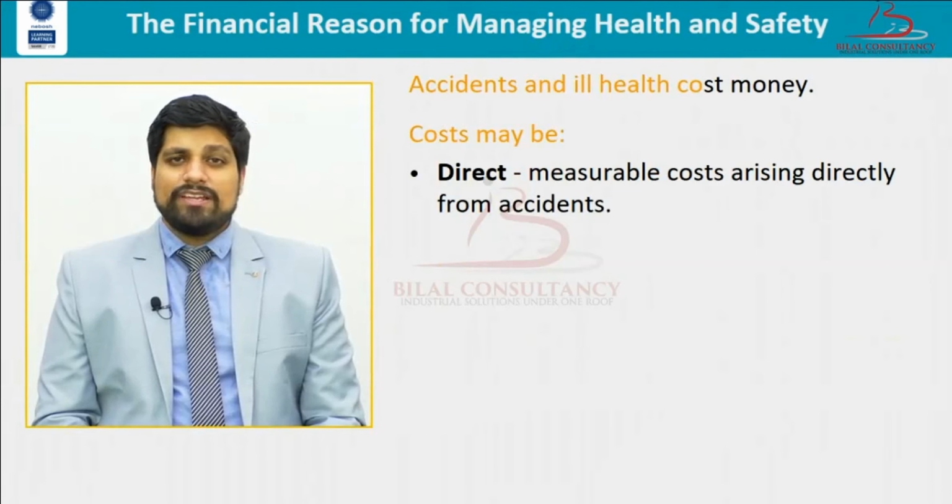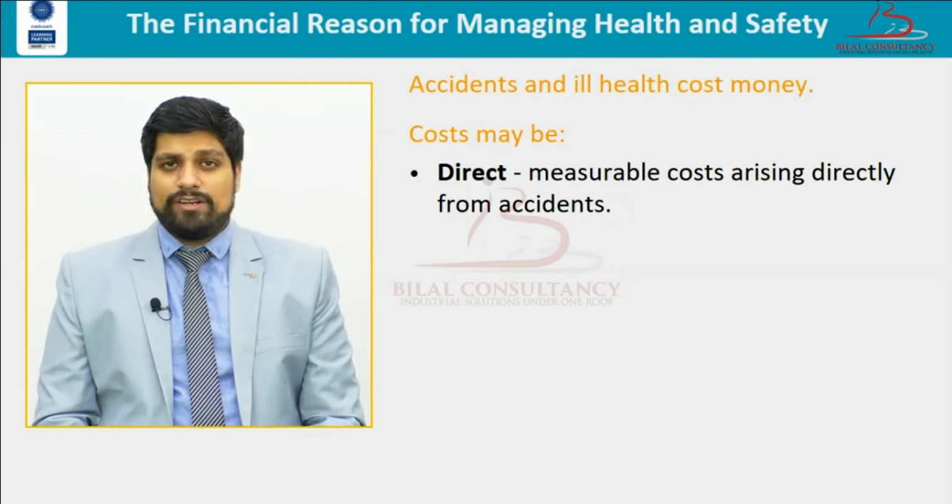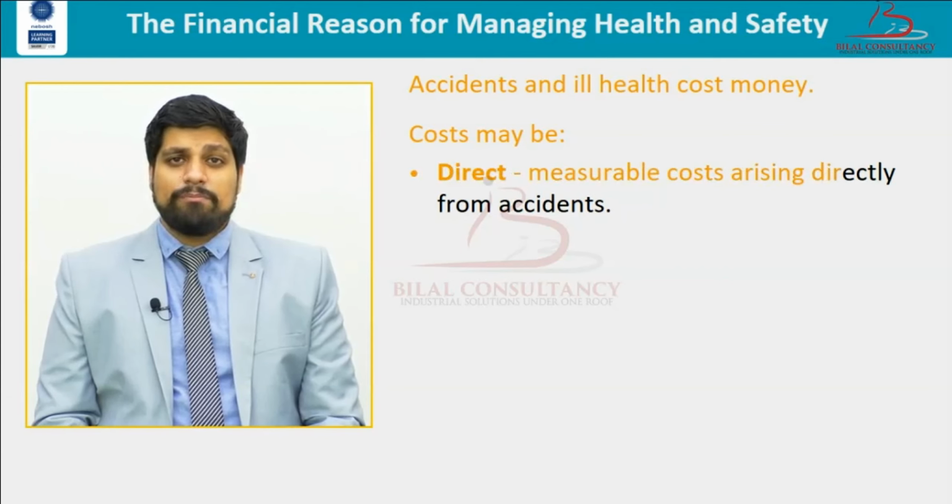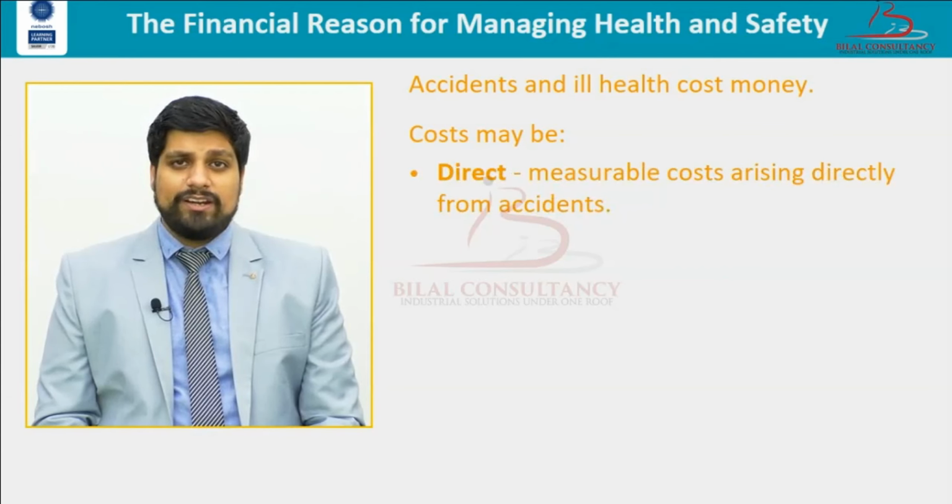Second is the financial reason. Whenever any kind of incident or accident happens, two costs arise from it. First is direct cost, second is indirect cost. So what are these two costs? Direct costs are basically those costs which are measurable, which can be estimated, and they result directly from the incident.